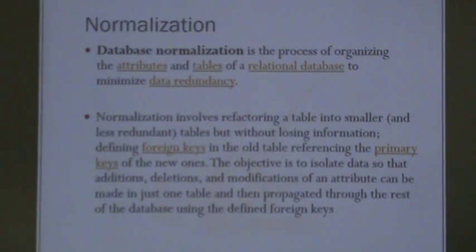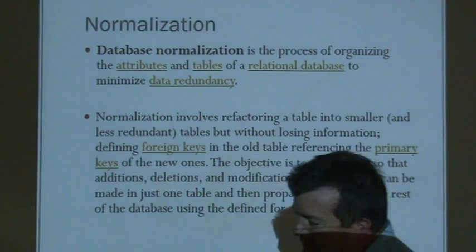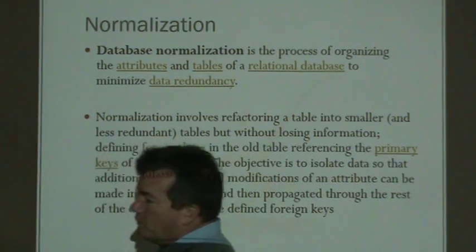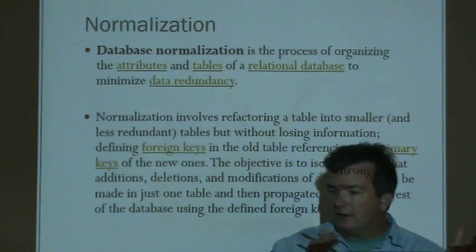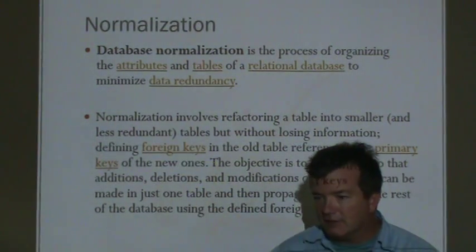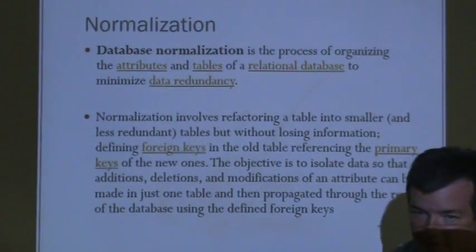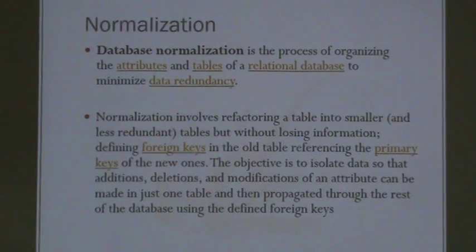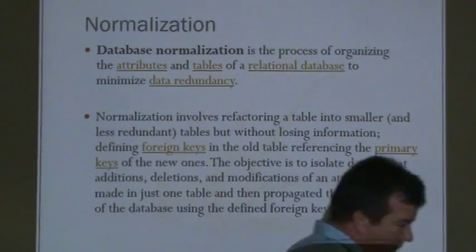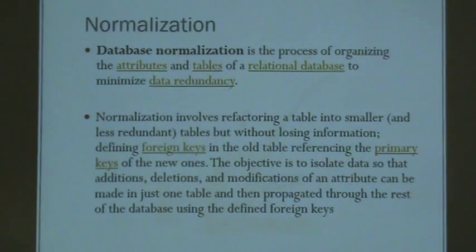So the idea of normalizing data is basically we're going to decide how to organize our data, cut it up into tables, and have the tables interrelated to each other by using foreign keys, or columns that have data that is in common, if we want to do a one-to-many or a many-to-many relationship.